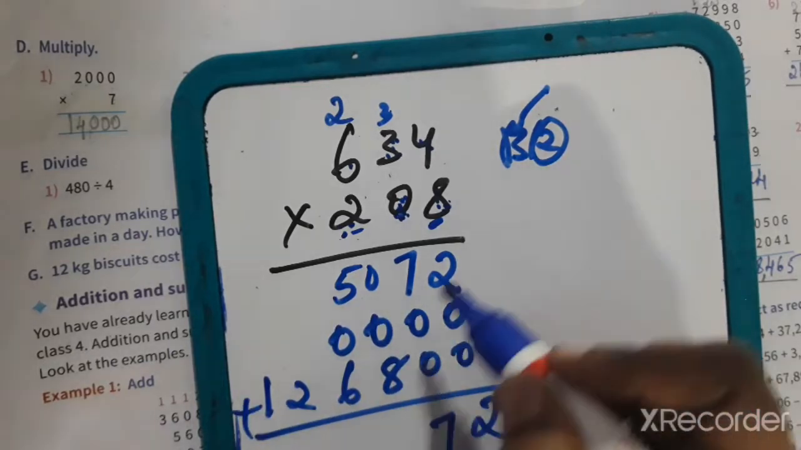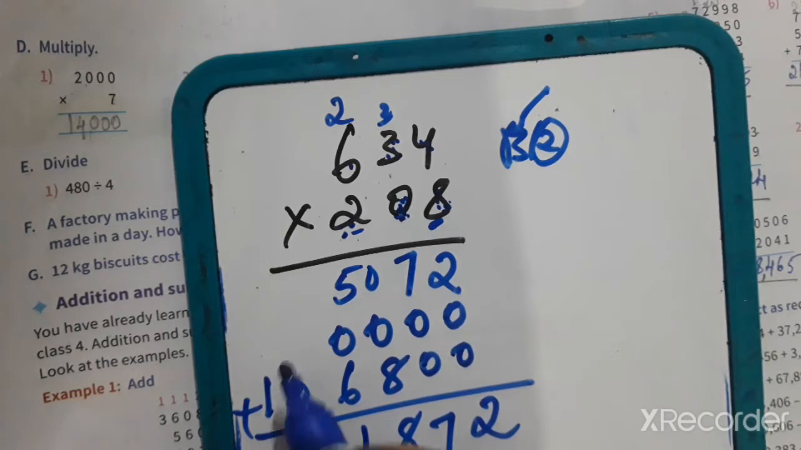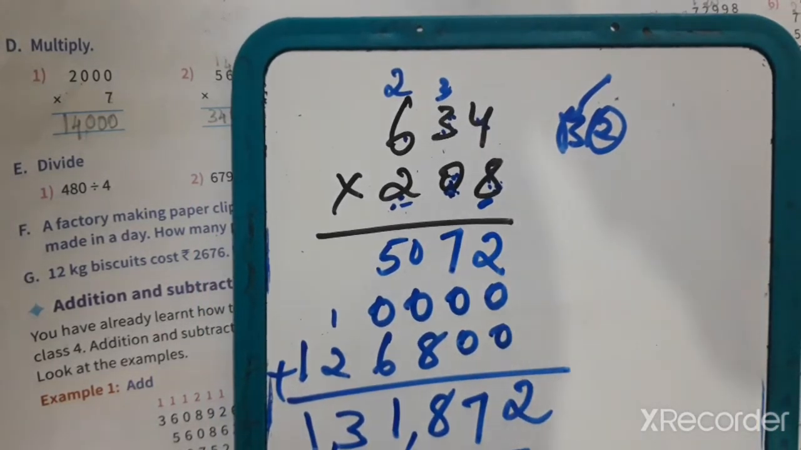Now the answer is 2 7. Here we have to add it. 0 8. 5 plus 6 is 11, means 1 here, 1 carry out to next place. 1 plus 2 is 3, 1. Answer is 1,31,872.